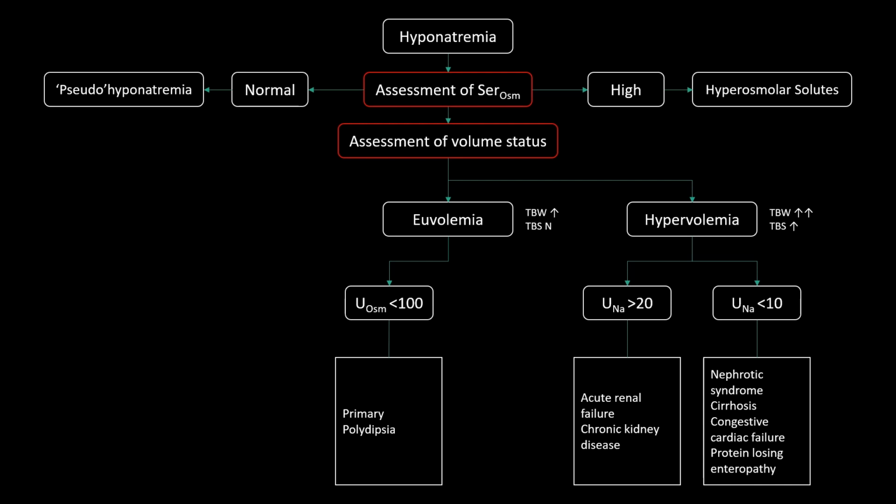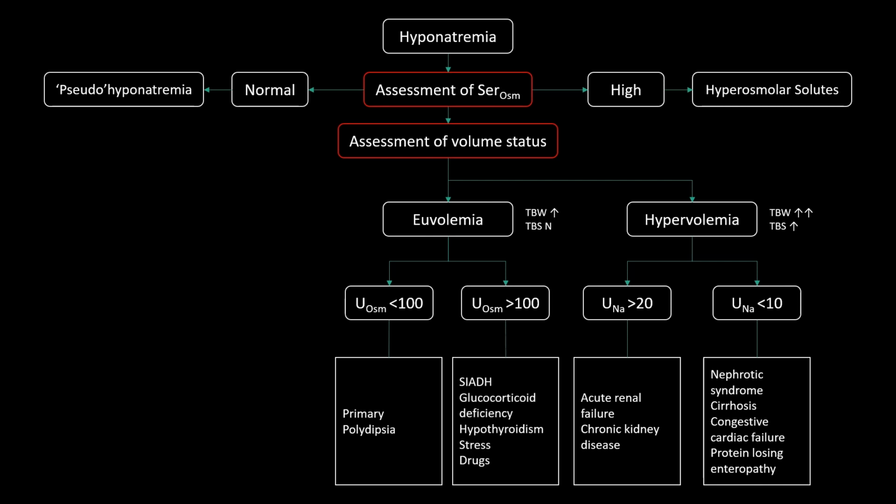On the other hand, if the urinary osmolality is more than 100, the classical example is syndrome of inappropriate ADH secretion. Some other conditions can be glucocorticoid deficiency, hypothyroidism, stress, and specific drugs we learnt about like carbamazepine, valproate, all those things.